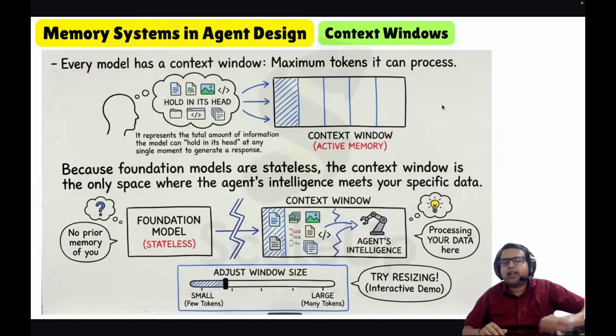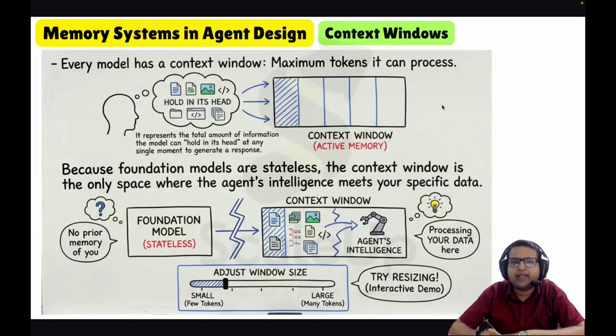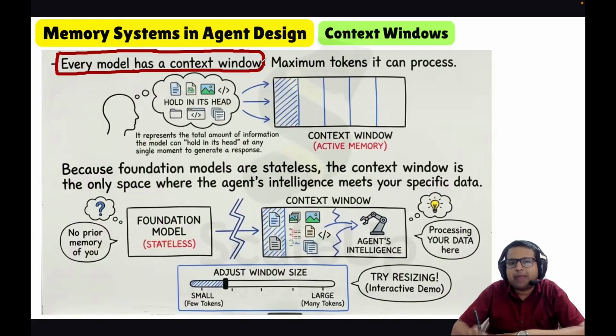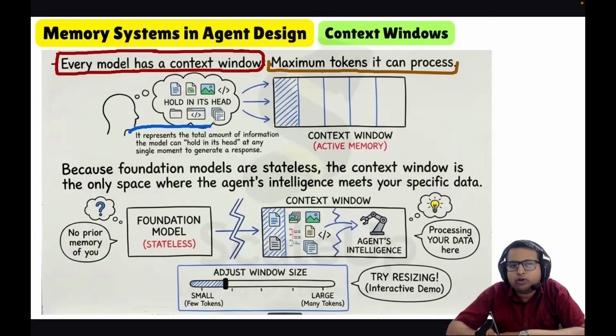Now we will discuss context windows. So, every large language model has a context window, and the context window is the maximum number of tokens it can process. So the maximum tokens a large language model can process at a time is the context window. It represents the total amount of information the model can hold in its head at any single moment to generate a response.